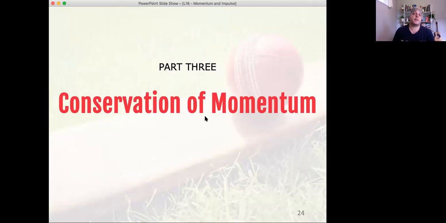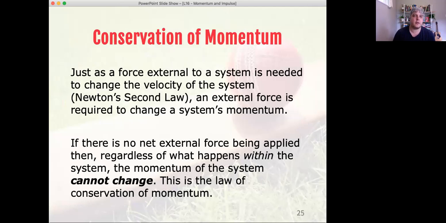The next part is conservation of momentum. So we've already met conservation when we talk about energy, and momentum is the same idea. If you have no external force on a system, you can't change its momentum. Remember that you need a force to change a velocity. Newton's first law says that if you don't have external forces, you can't have a change in velocity. Momentum depends on velocity, so if we don't have any forces to change that velocity, we can't be changing the momentum. So that is just another conservation law. It just says without any external forces, you can't have a change in momentum.